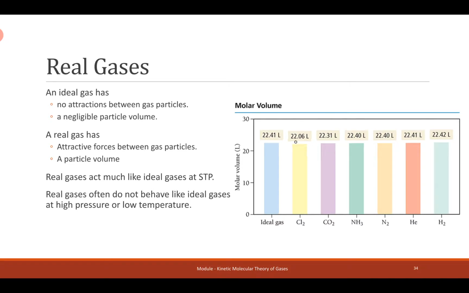For instance, chlorine gas isn't 22.4, it's only 22.06. And carbon dioxide is 22.31. And so both of these are lower than what you would expect based on the ideal gas law, but still very close to ideal behavior at STP. Real gases do not behave like ideal gases at high pressures and low temperatures. Let's talk about why that is.